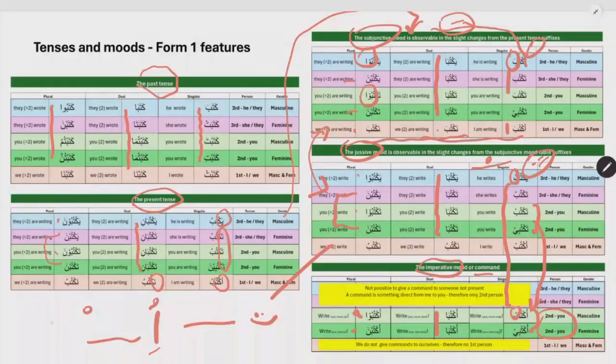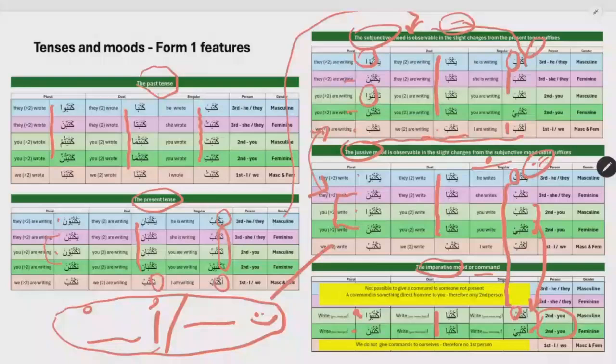So essentially this looks very much like this mood on top, the jussive. And in the imperative, we said it's only the second person that applies. So in summary now, the one characteristic you look at in the form one features is the fact that the alif, noon, ya, ta, those letters that we said are always prefixes, these four letters take the fatha generally, right? Like aktubu, naktubu, yaktubu, taktubu, etc.